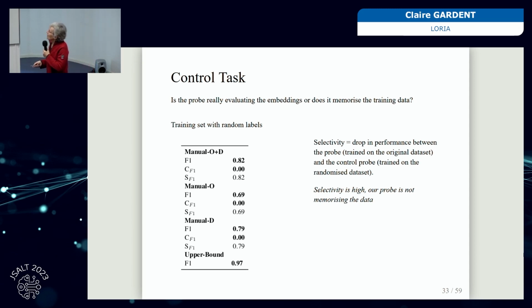So another control task is you want to check whether the probe is actually evaluating the embeddings or whether it's memorizing the data. One way to do this is to randomize the labels and see what happens. Then you compute what's called selectivity, the drop in performance between the probe trained on the real data and the probe trained on the randomized data. The probe trained on the randomized data is really, really bad. So definitely the classifier is learning to distinguish the graphs that contain omission from those that don't.